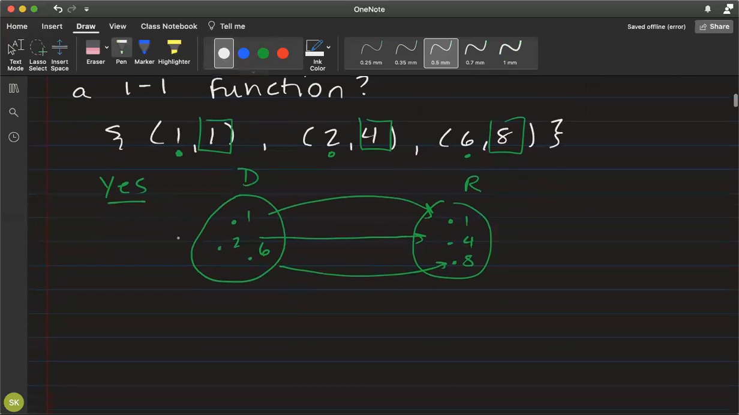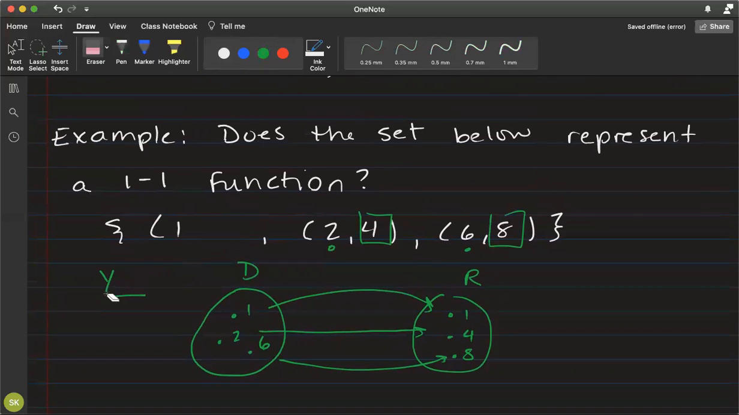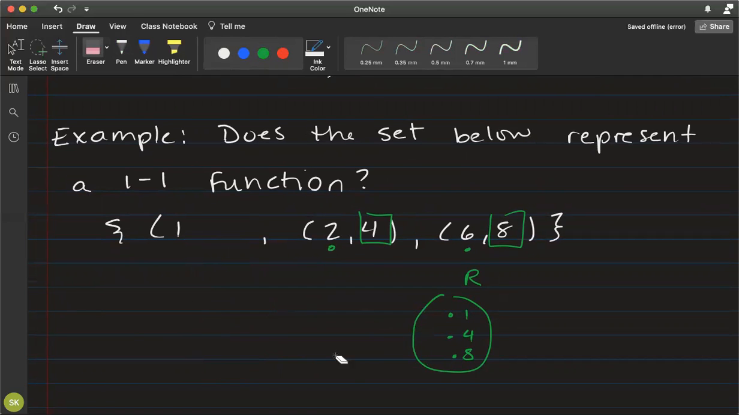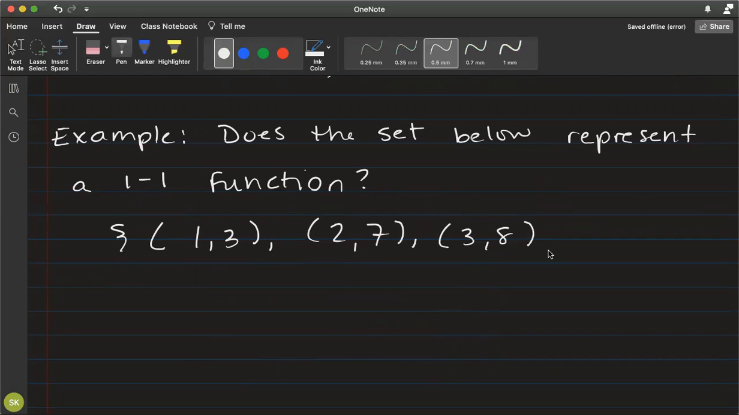Let's do another example. So I'm going to actually just erase right here. I'm going to put some new points here. So does the set below represent a one-to-one function? So we have (1, 3), (2, 7), (3, 8), and (4, 3).